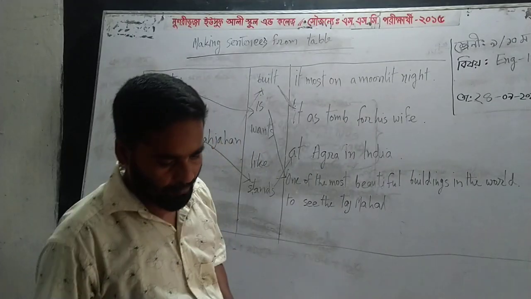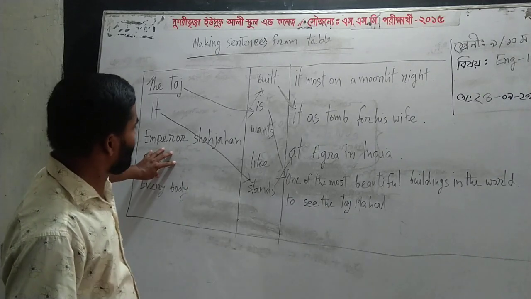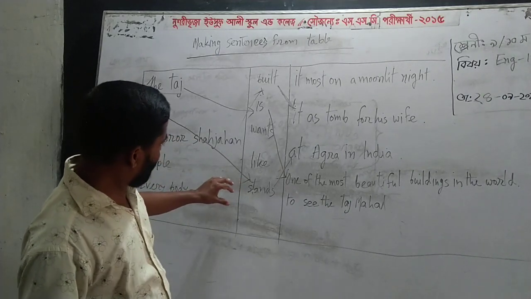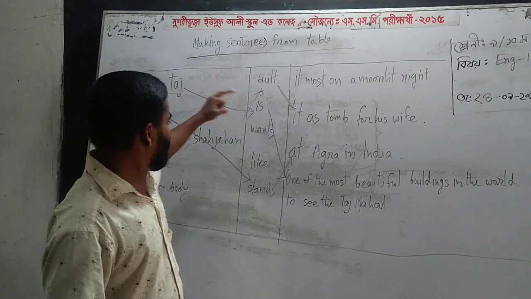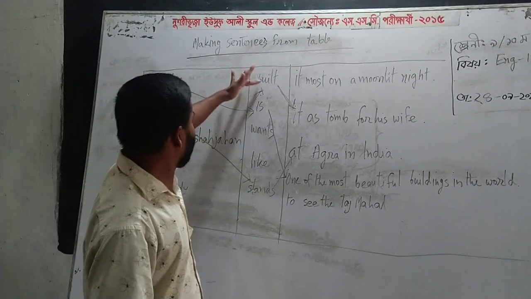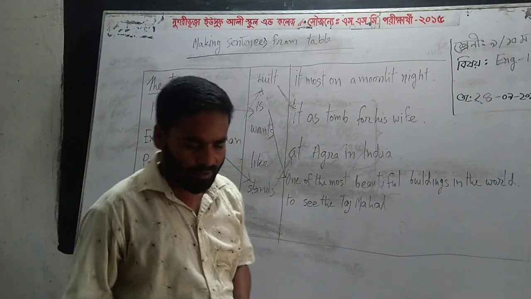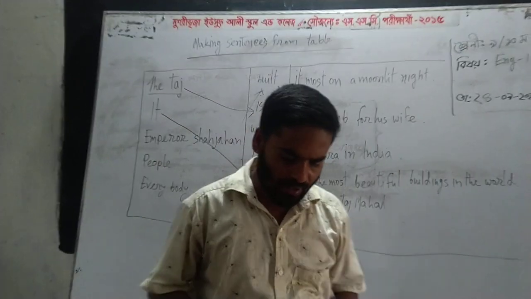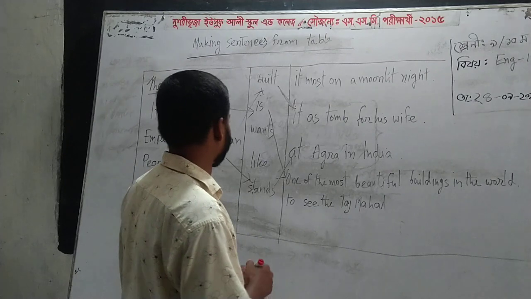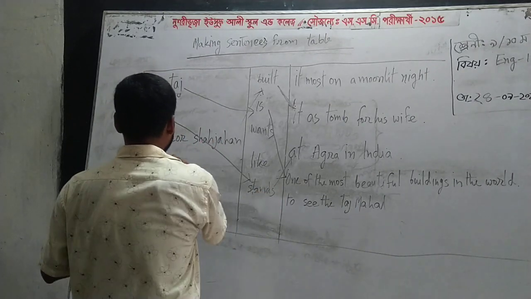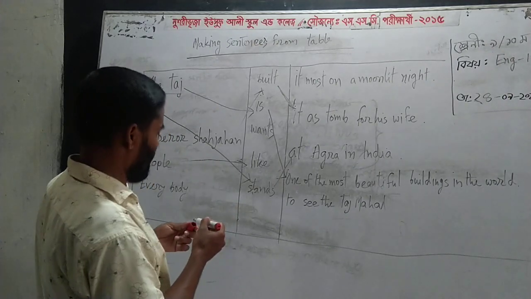The next subject is people. You have already taken it, stands, and built. Now the rest of the verbs are wants and like. So what will be the correct verb now? People like.